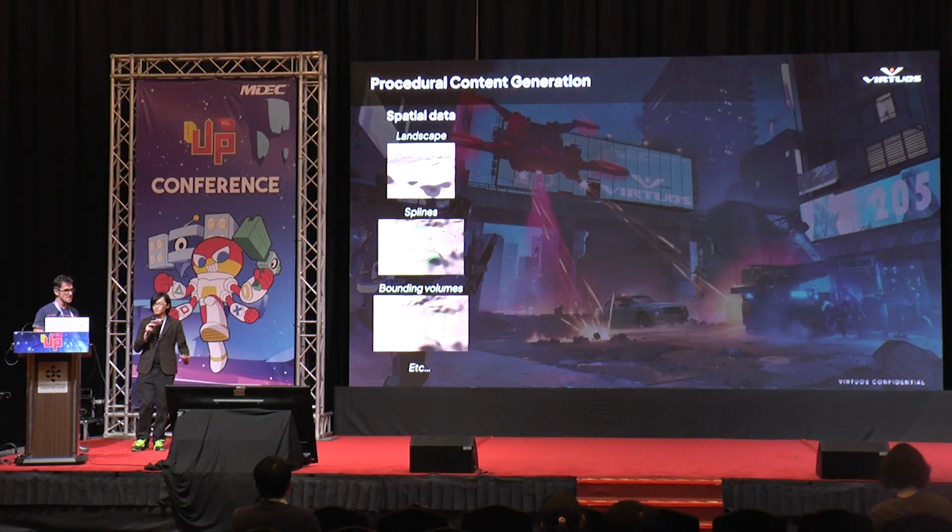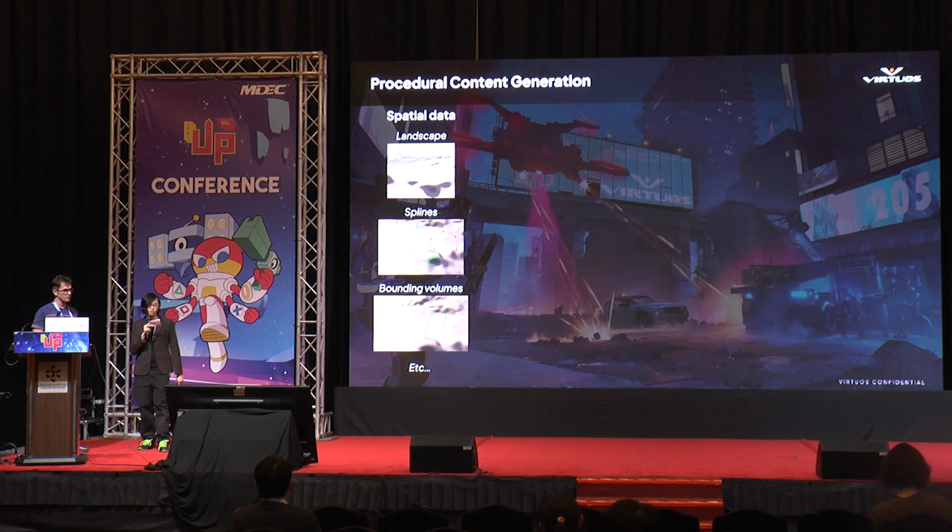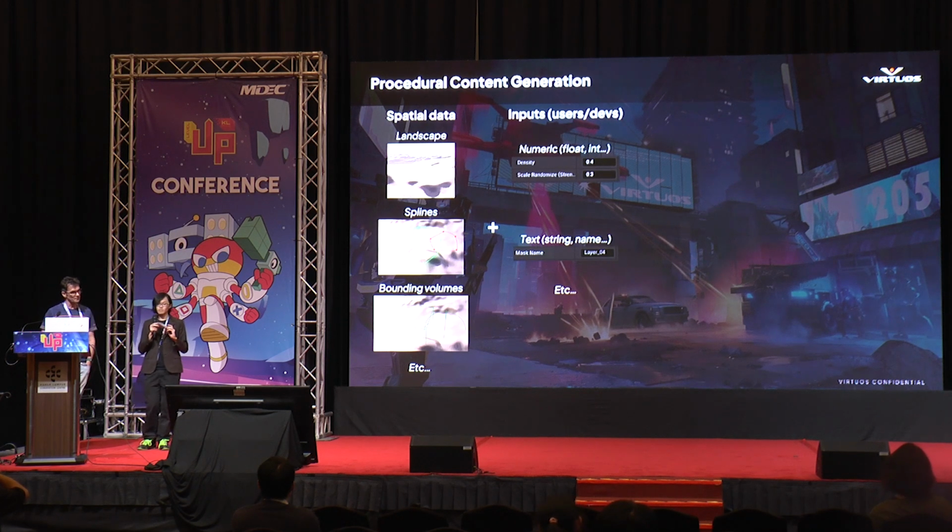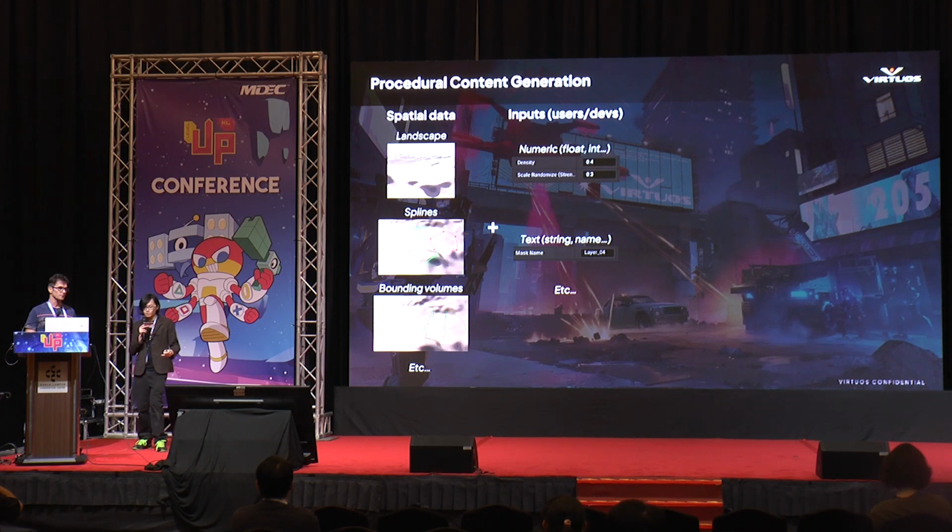So PCG takes in something they call spatial data. So this is your landscape, your splines, your collider volumes, and so on, and maybe even more. Plus some data, either from the users or from the tool developers. So these are your common parameters: the number sliders, your text boxes, your checkboxes, and so on. What's interesting is that in PCG, this is actually extendable. So you're not limited to this. You can create custom nodes to pass even more complex data to the PCG graph, but more on that later.